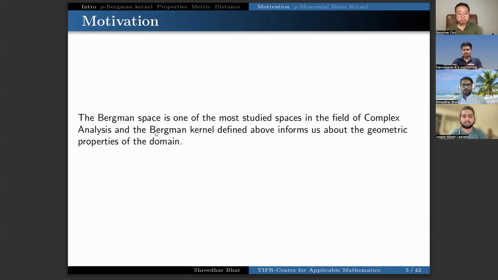The properties of this Bergman kernel will inform us about the geometric properties of the domain. That is, if you look at how the kernel blows up, then that will tell you about the smoothness of the boundary and so on.